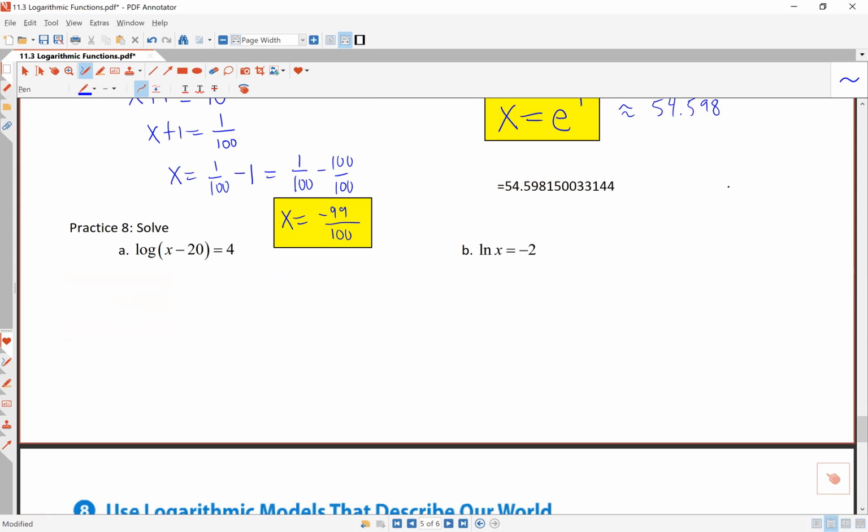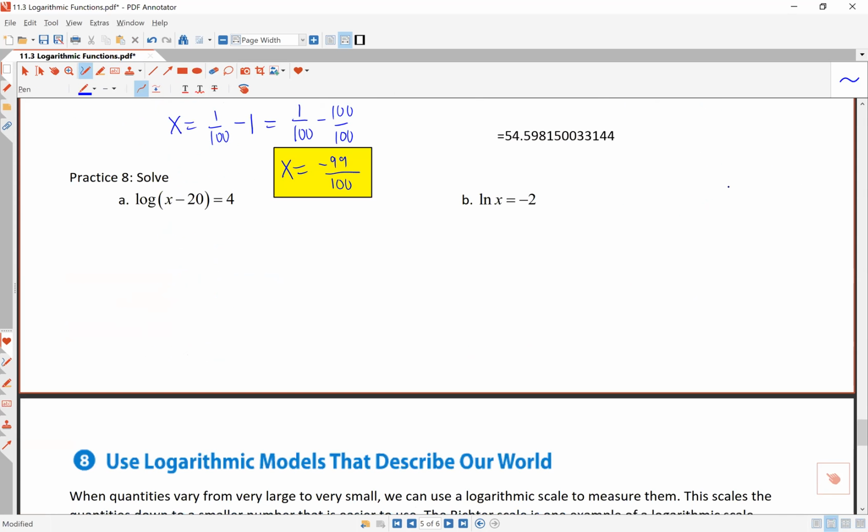Here are 2 practice problems for you to try. I encourage you to press pause on your video and work these out, and come back when you're ready to see the solution to these. Now that you've had a chance to work these out, I'll work these out with you.